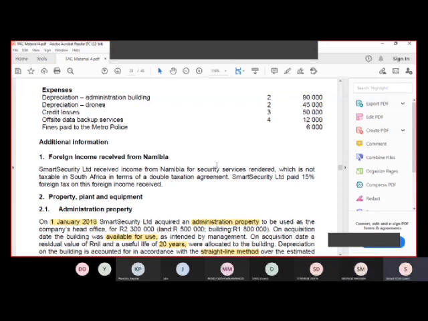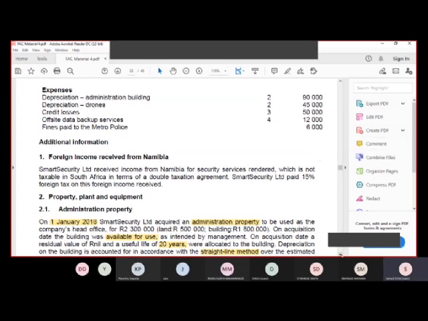So what we have is foreign income received from Namibia. They are saying Smart Security Limited received income from Namibia for security services rendered, which is not taxable in South Africa in terms of the double taxation agreement. So in our income there, 2.4 million, we've included the income from Namibia, so we need to subtract it. Should we be asked to calculate taxable income, we must subtract that income because it's not taxable in South Africa. Smart Security Limited paid 15% foreign tax on this foreign income received, right?